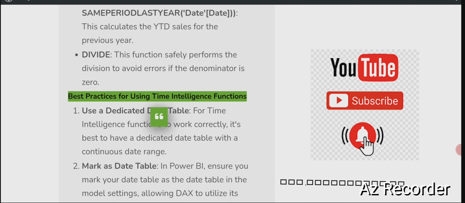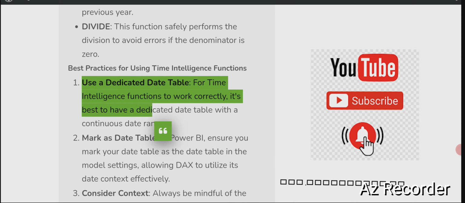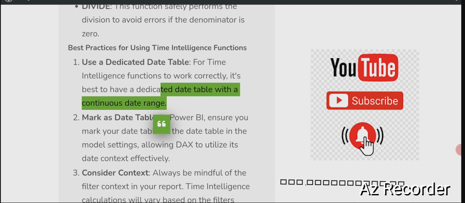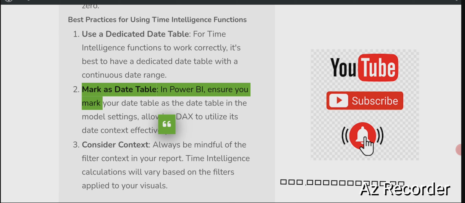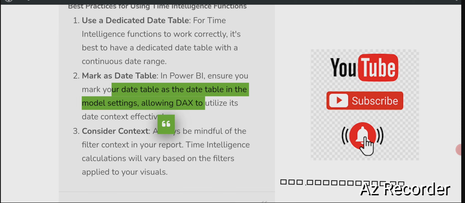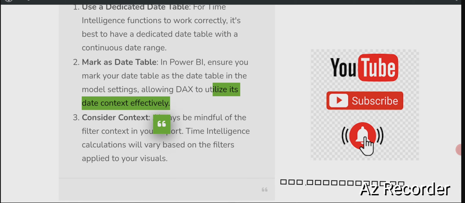Best practices for using time intelligence functions. Use a dedicated date table. For time intelligence functions to work correctly, it's best to have a dedicated date table with a continuous date range. Mark as date table: in Power BI, ensure you mark your date table as the date table in the model settings, allowing DAX to utilize its date context effectively.